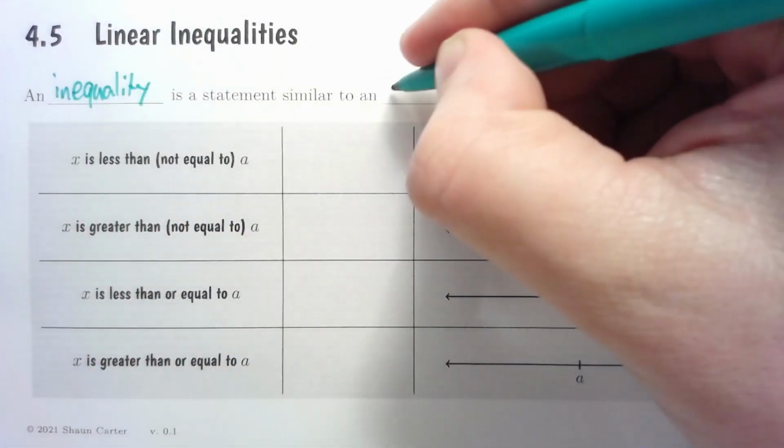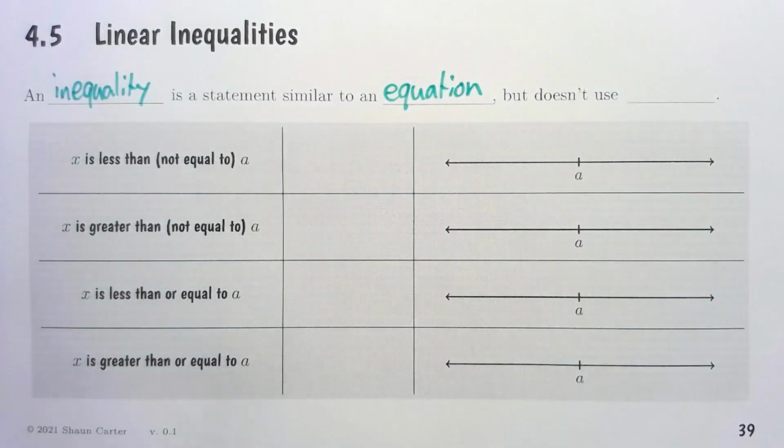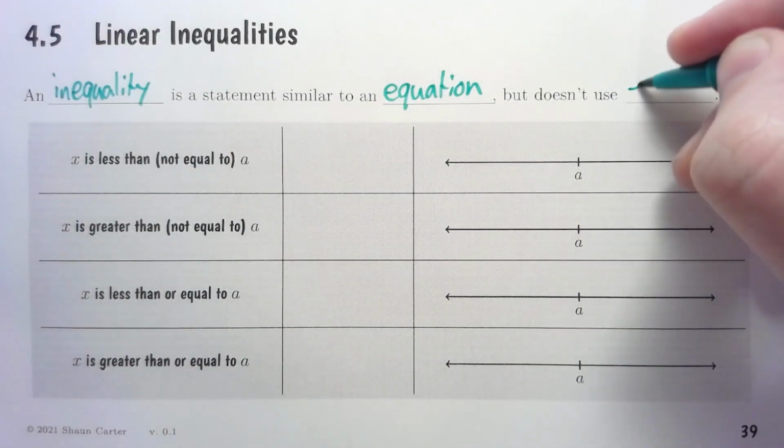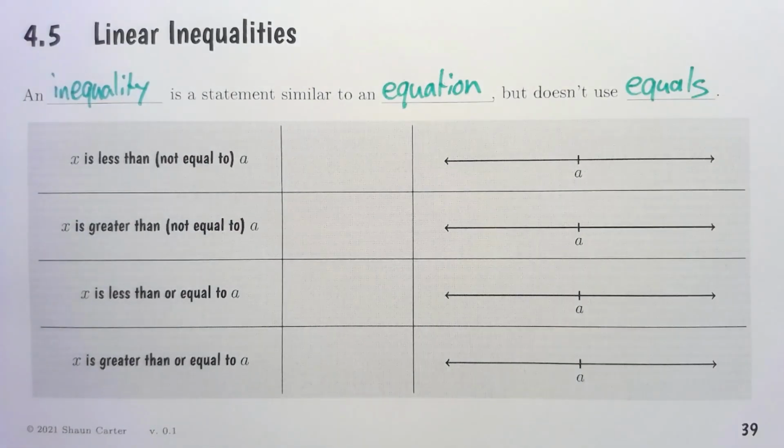An inequality is a statement similar to an equation, but it doesn't use equals. So we still have two expressions, just like an equation, but instead of the equal sign in between them, we'll use an inequality symbol. These are the main ones we're going to look at in this lesson.